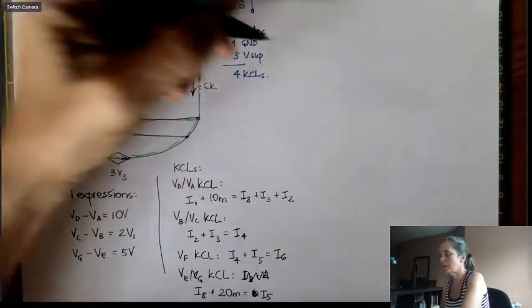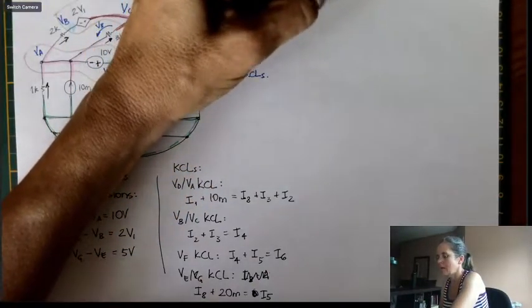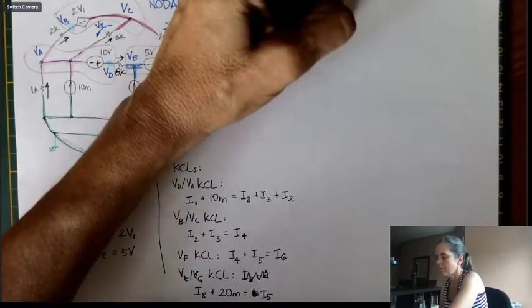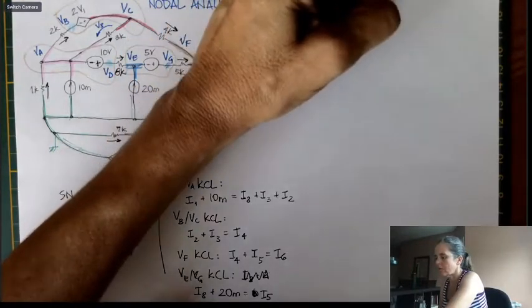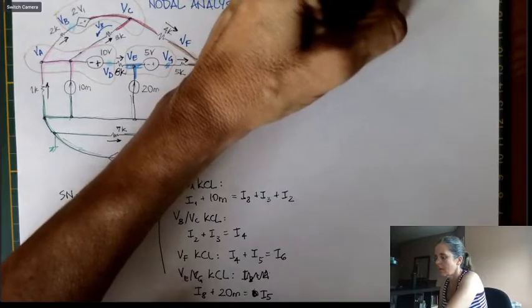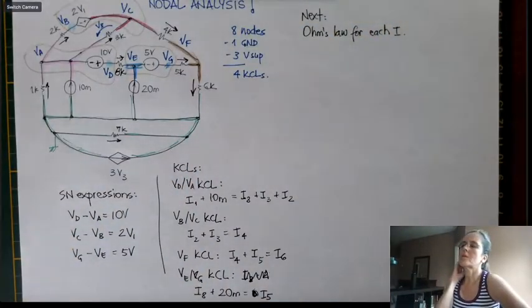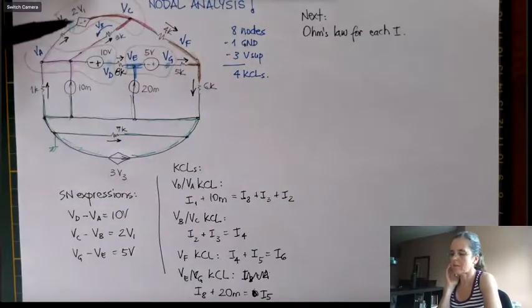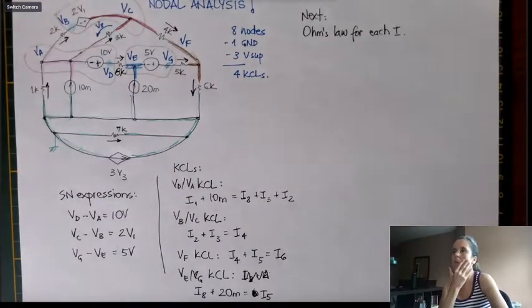Next steps will be the Ohm's law for each current. I'm going to do this in the next video, but each one of these, I1, 2, 3, 4, 5, we're going to write KCLs following this labeling that we did.